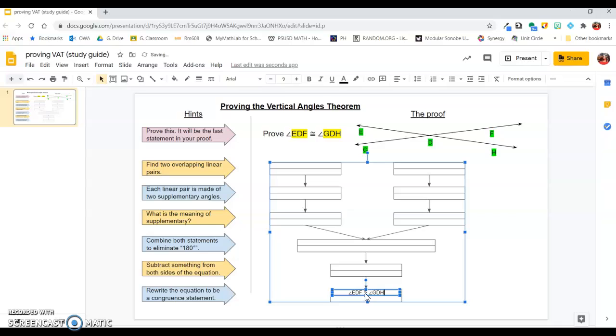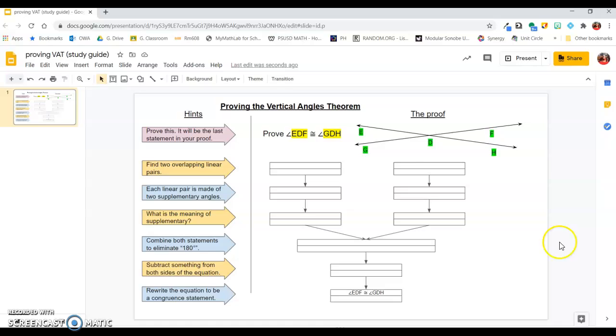I'm using Control Shift V so that it doesn't retain formatting. So that's why I didn't get yellow stuff in here, and why it's small enough to fit. Now, I need two overlapping linear pairs, and that overlap will be subtracted. Once we subtract that overlap, we need to end up with angle EDF and angle GDH.